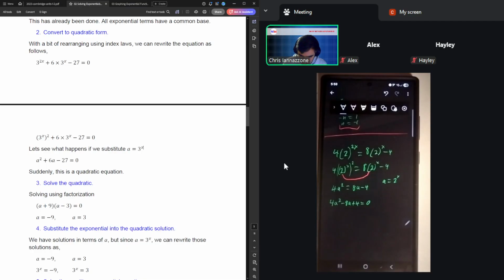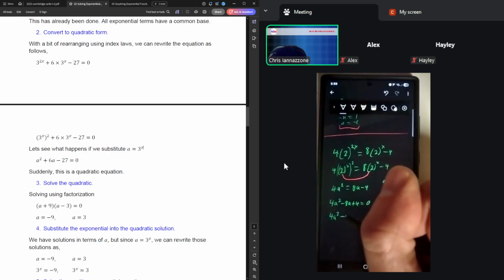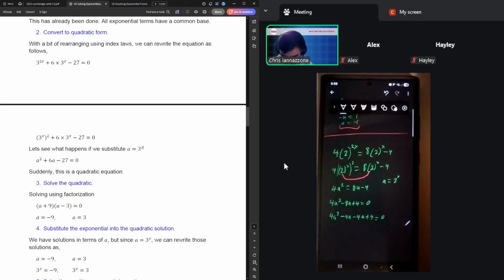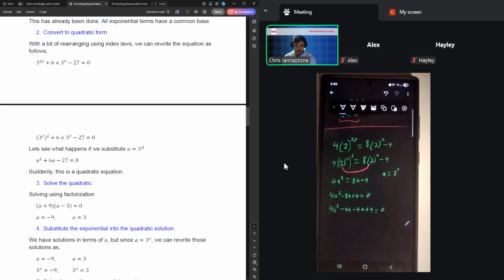Yeah, 4a squared minus 4a minus 4a plus 4. Okay, so you're going to do a sort of grouping thing. 4a squared minus 4a minus 4a plus 4 equals 0. Sure. What else? Yep, there's the grouping. Cool.